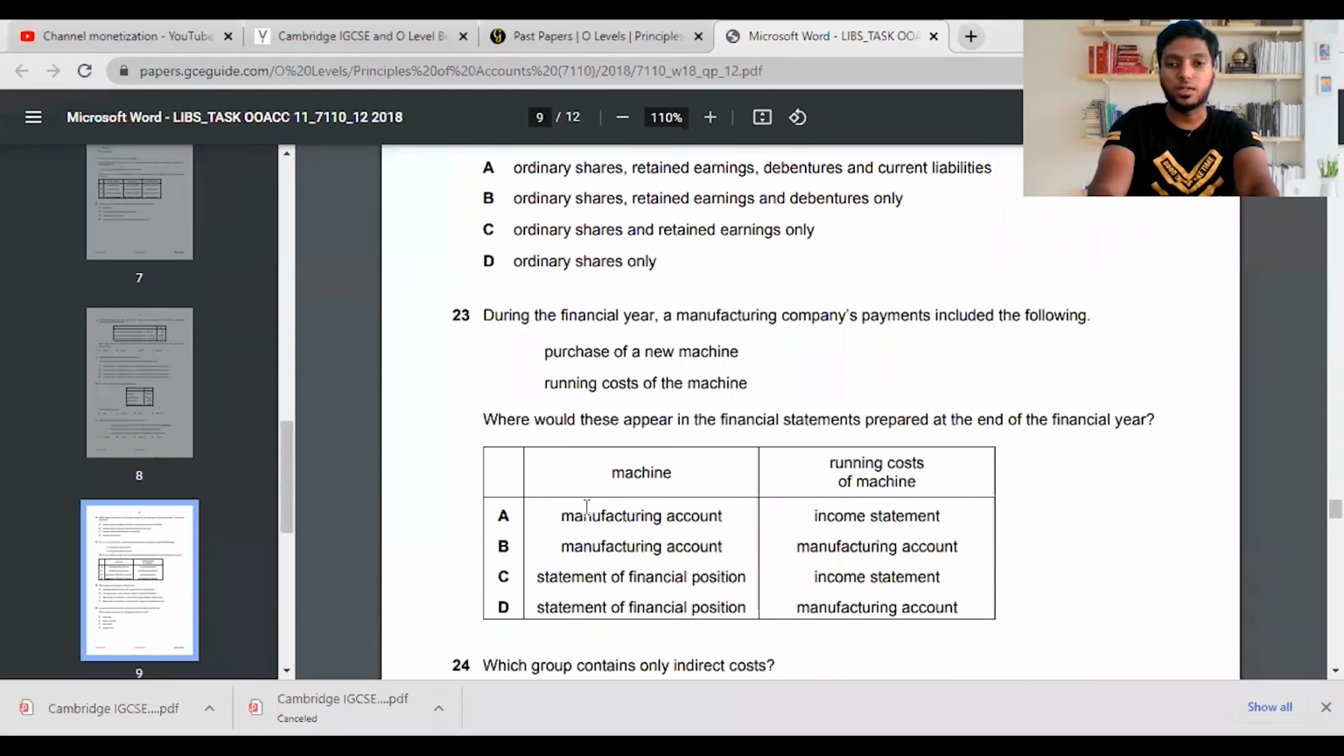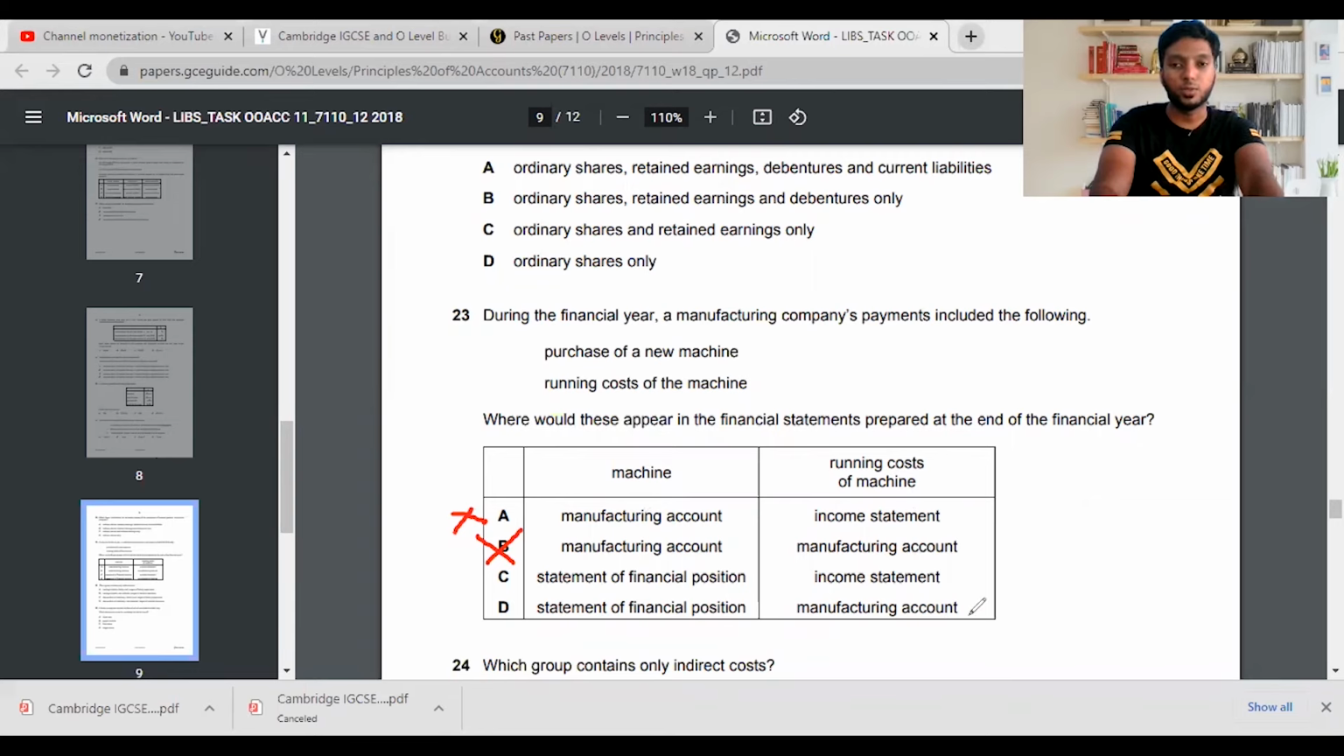23rd. During the financial year, a manufacturing company's payment included the following: purchase of a new machine, running cost of the machine. Where would these appear in the financial statement prepared at the end of the financial year? So when you purchase a new machine, where do we put? Do we put it under manufacturing account? Never. Whenever we purchase a new machine, we put it under statement of financial position. So it doesn't come under A or B, so it should be either C or D. Then the second thing, running cost of machines is the maintenance cost. Do we put it under income statement or manufacturing account?